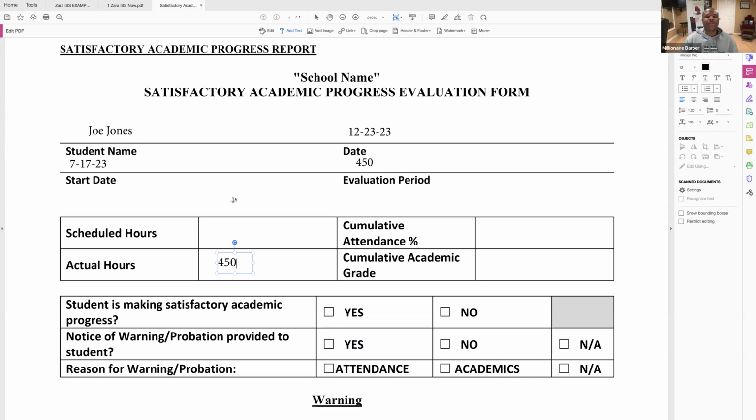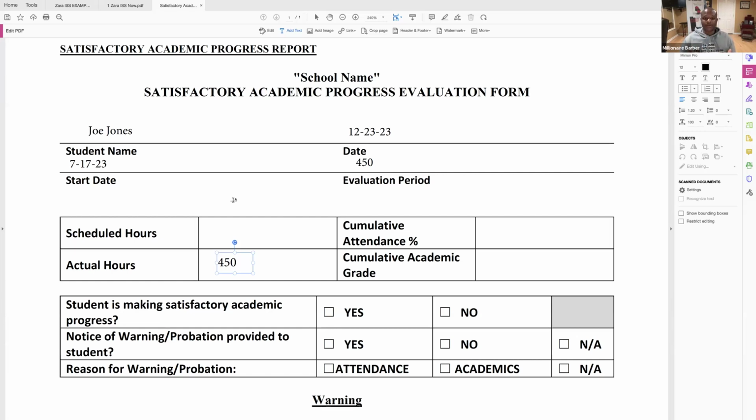They're scheduled. We know the student may do 4 hours some days. They may not even come some days. But we know that they hit 450 actual hours on 12/23/23. What are actual hours? Actual hours are hours that they are physically in the school. Now, scheduled hours are the hours that they are scheduled.